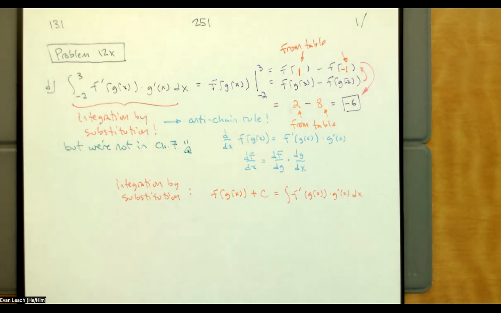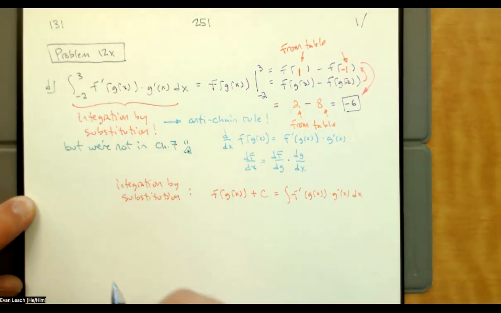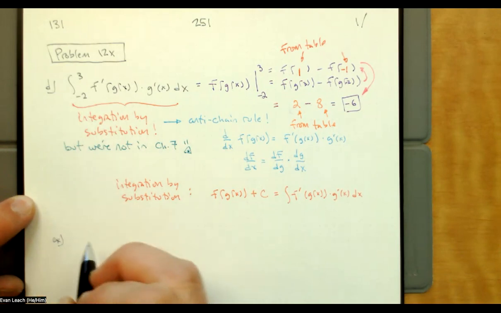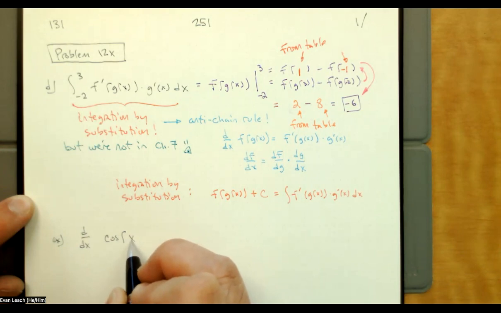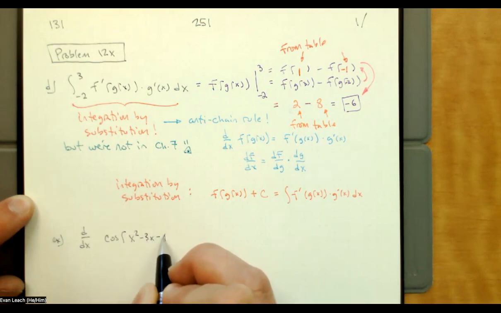So the exercises were about recognizing things in different contexts, and that brought us to this cool one, integration by substitution. We want to be able to recognize when a derivative was found with substitution, so that when we go backwards, we know what to do. So, for example, if I want to find the derivative with respect to x of cosine of x squared minus 3x minus 4.